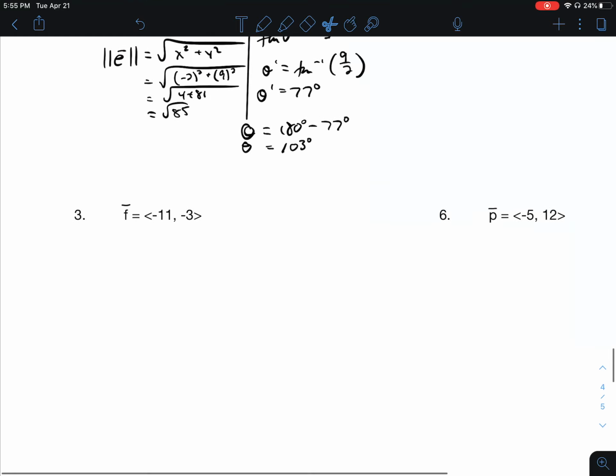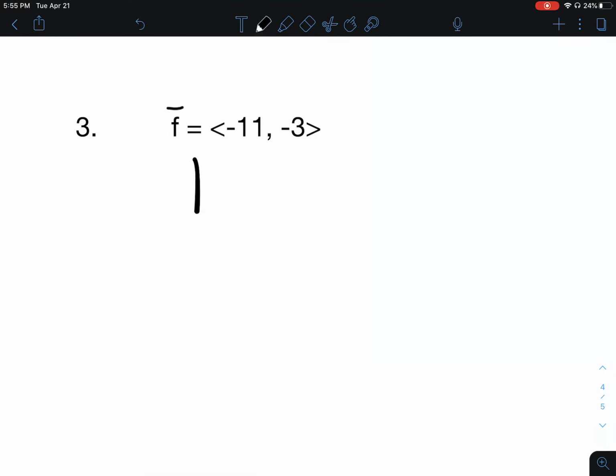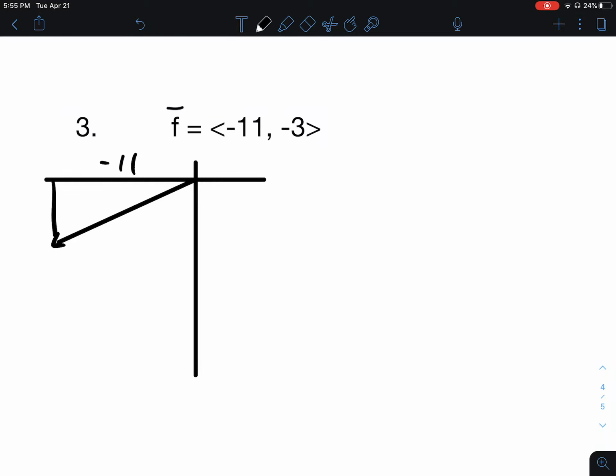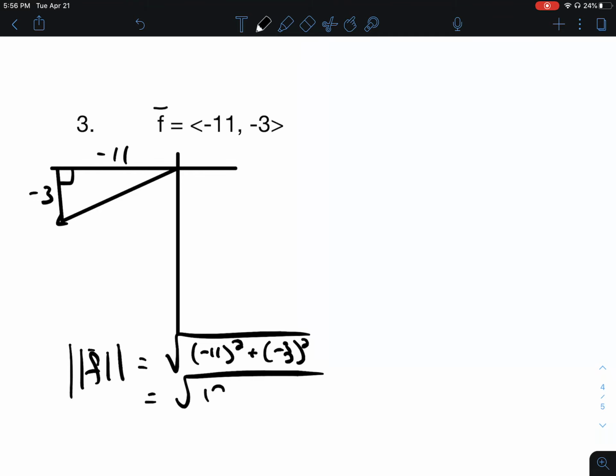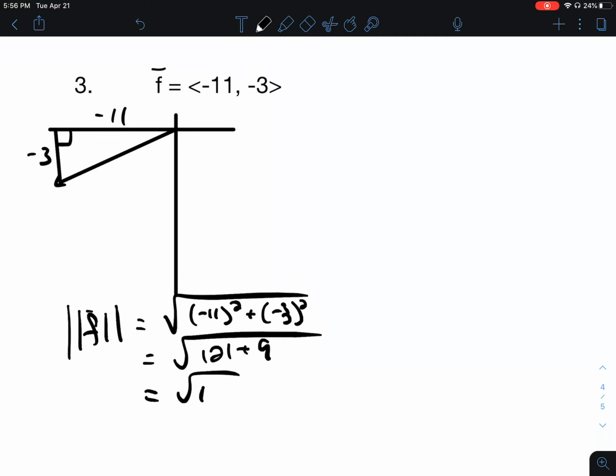I think I should write smaller. Number 3 is in quadrant 3. We're going left 11 and down 3. So our vector would look something like this. The x component is 11 left. The y component is 3 down. To find the magnitude of this vector, it's the square root of the sum of the x and y components squared. It's 121 plus 9. It's going to make this 130. Vector f has a magnitude of the square root of 130.